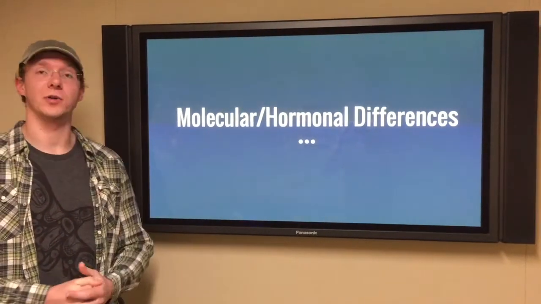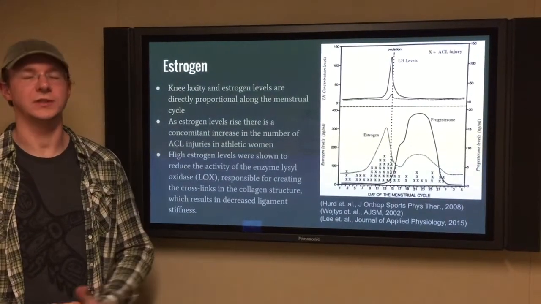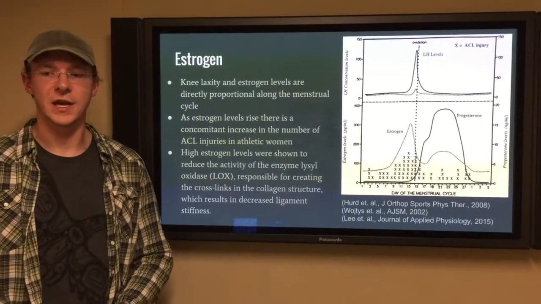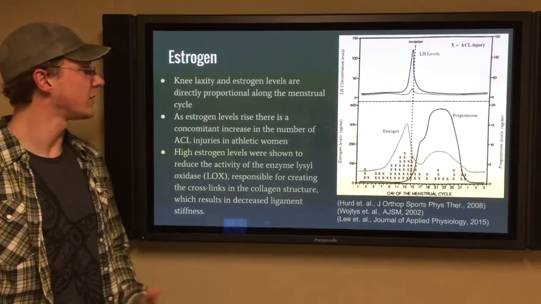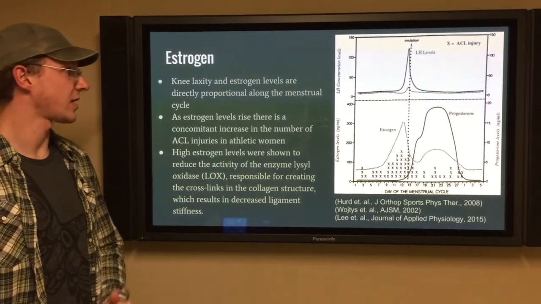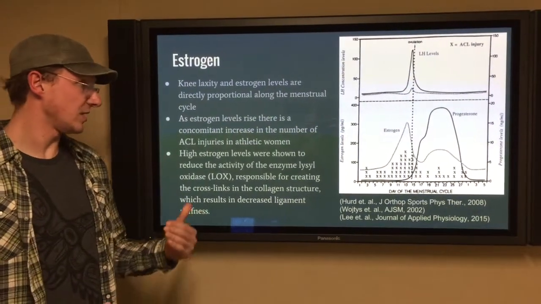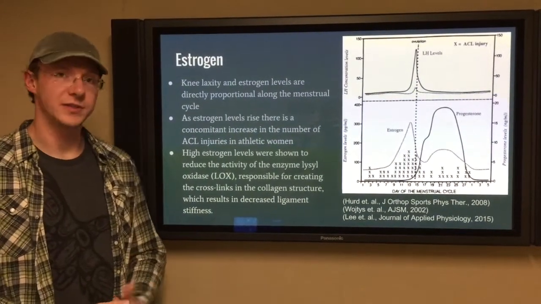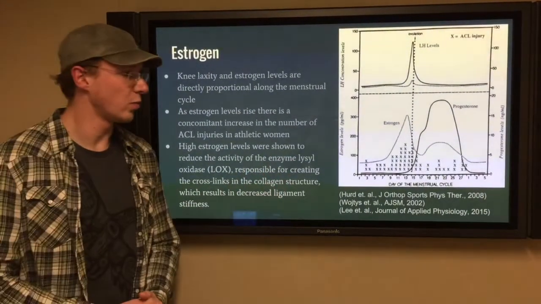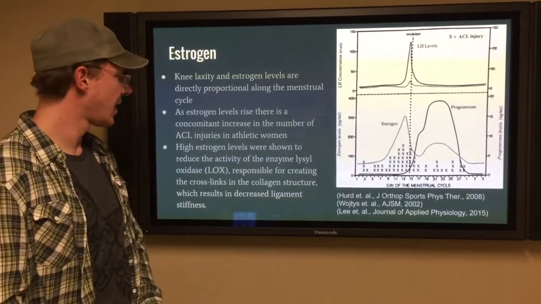We're going to start talking about the hormonal differences. The first example, and maybe the most obvious one, is the differences in estrogen levels between male and female athletes. Many studies have reported an increased knee laxity when estrogen levels are higher during the menstrual cycle. And as a result, there is a concomitant increase in the number of ACL injuries in athletic women during the menstrual cycle when the estrogen levels are higher, as we can see from this graph.